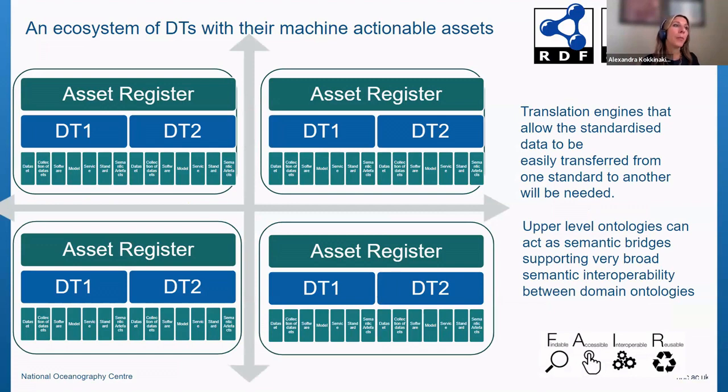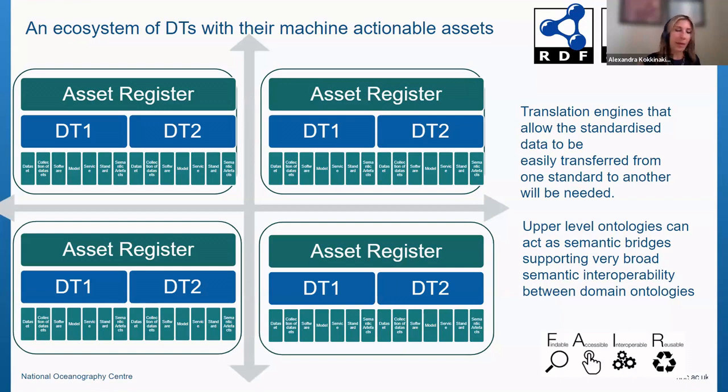We definitely would need translation engines that will allow the standardized data to be transferred from one standard to another, because we don't anticipate that we will agree on every single aspect between the different digital twins that we build. So we do need bridges to translate. So mappings and crosswalks, as Hannah has already said in her presentation.